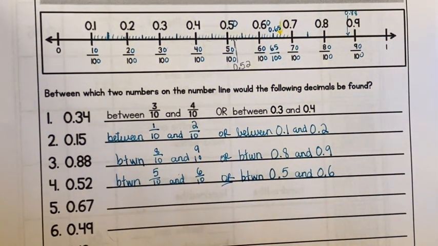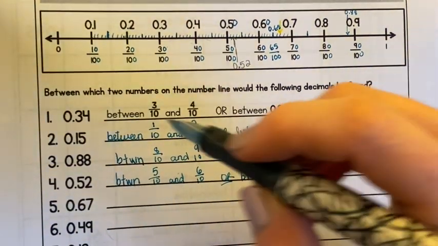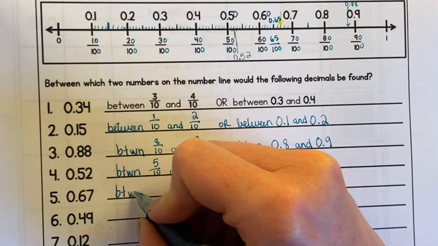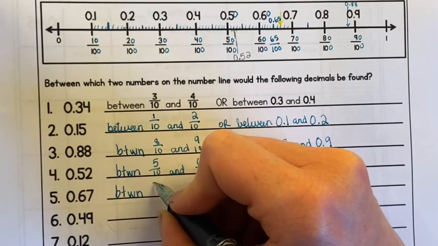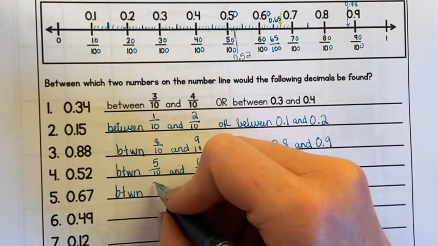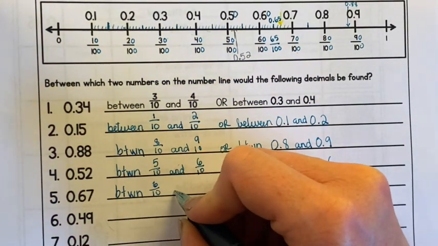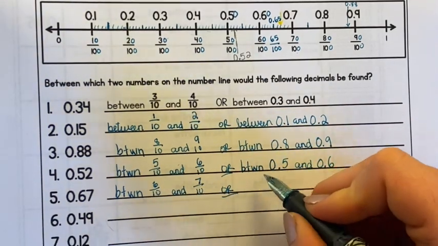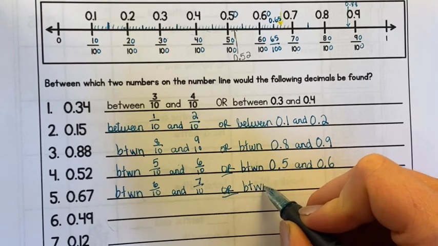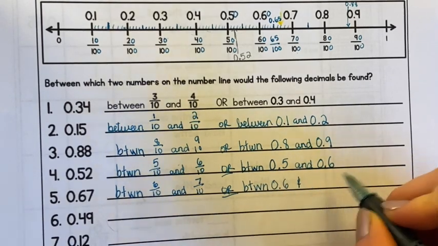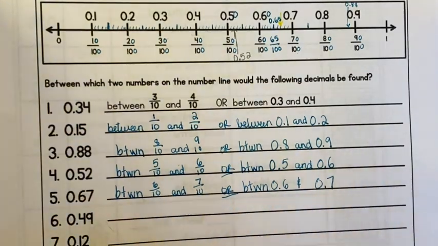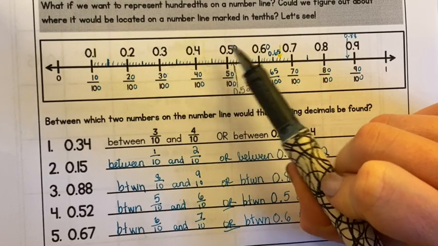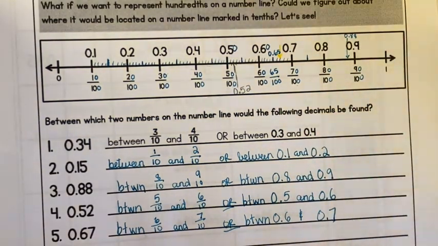So it's between 0.6 and 0.7. So you write between 6/10 and 7/10, or between 0.6 and 0.7. All right, now I'm going to move on to 0.49. So I go up here and I go, okay, I've got 0.4 and 0.5. 0.49 would be right here.